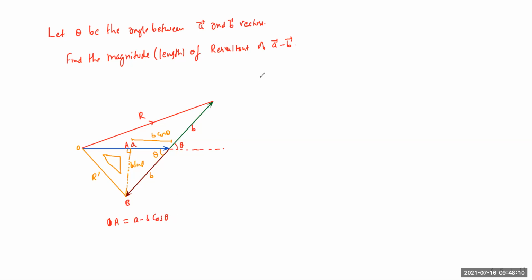And now, finding by Pythagoras, R dash square is how much? It's A minus B cos theta whole square plus B sin theta whole square. And of course, if you rearrange and all, you get the answer. Because length is always positive, we cannot put a minus sign here. So we just add a plus sign, because what we are finding is the length.